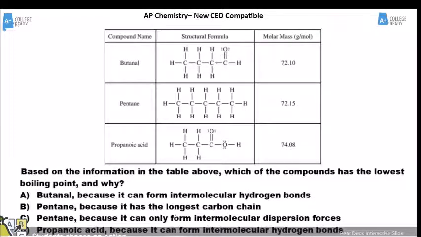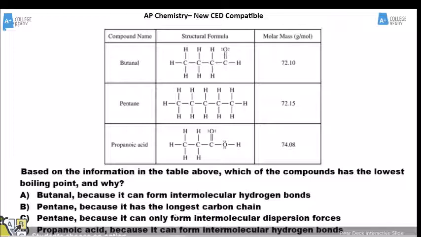Well, the lowest boiling point is going to have the least amount of intermolecular forces. So what type of intermolecular forces would each substance have? So let's look at butanol, the first one. There's lots of hydrogens, but can it hydrogen bond? No, the hydrogen is stuck to a carbon. So remember that in a hydrogen bond, the hydrogen has to be stuck to F, O, or N. Has to be F, O, or N. So there's no hydrogen bonding there.